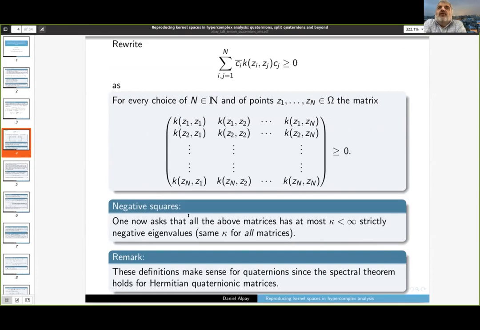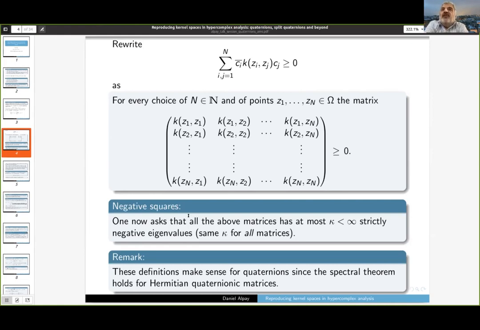Now, by the way, you can also ask that all these matrices have at most kappa, where kappa is fixed, a fixed number of strictly negative eigenvalues. And then you speak about Pontryagin spaces, which would be a direct sum of a Hilbert space and a finite dimensional Hilbert space with a minus sign in the inner product. And this also makes sense in the quaternionic setting, since the spectral theorem holds for Hermitian quaternionic matrices.